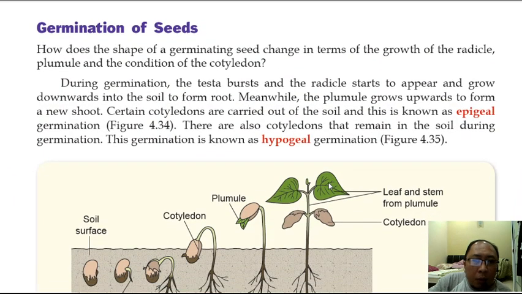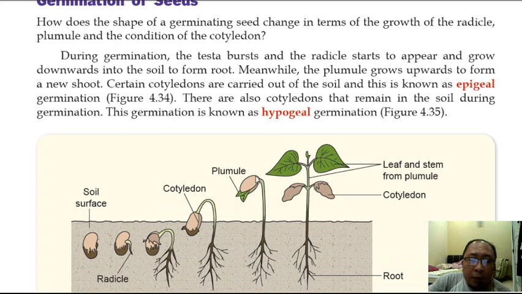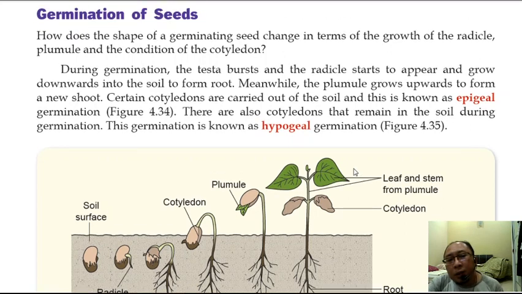Now we look into how a seed becomes a new plant. The process of a seed becoming a plant is what we call the germination process, the germination of seed. How does germination of seed occur? Germination of seed depends on several factors, which determine how the seed will germinate. Before that, we will look into what happens during germination.